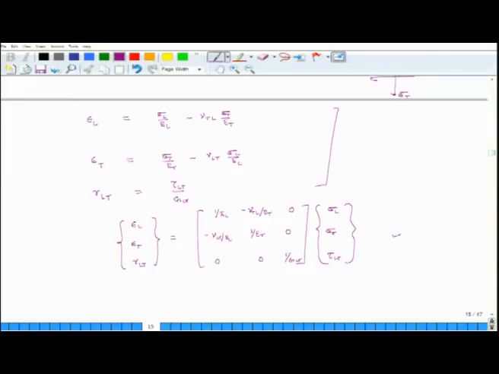So, this concludes our discussion for today. Tomorrow we will continue this discussion and we will also start exploring the relationships for generally orthotropic lamina.